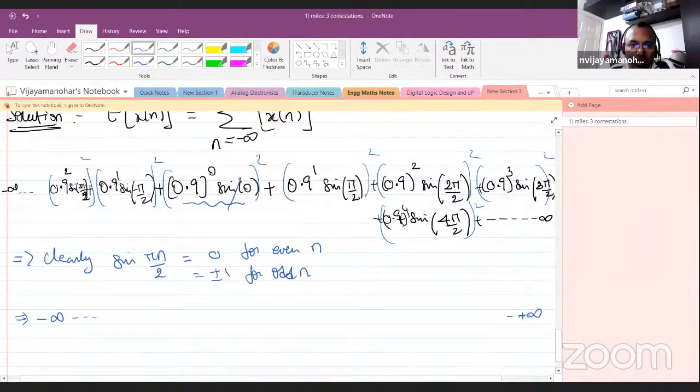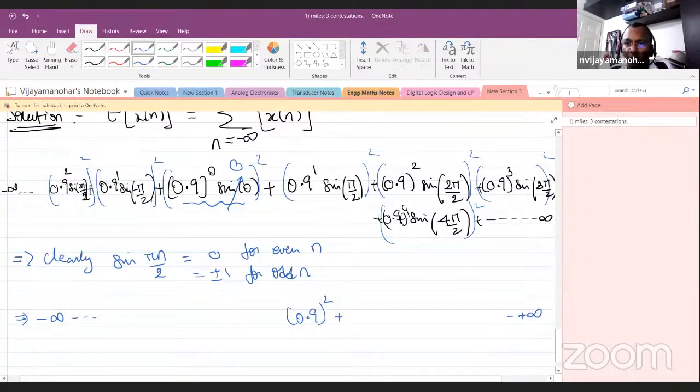Zeroth term is going to become 0 because sine 0 is 0. First term is going to be how much? 0.9 sine pi by 2, and sine pi by 2 is going to be 1. So I'm not going to write that. So it's going to be 0.9 square.